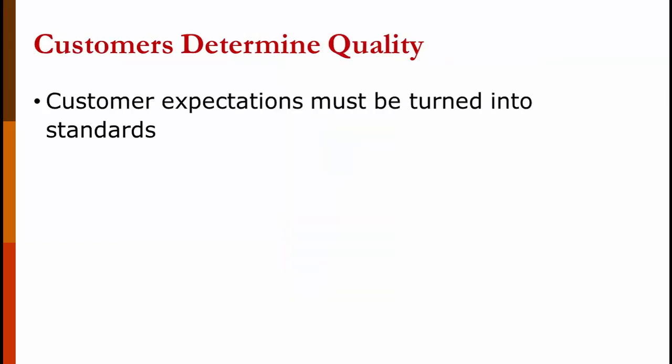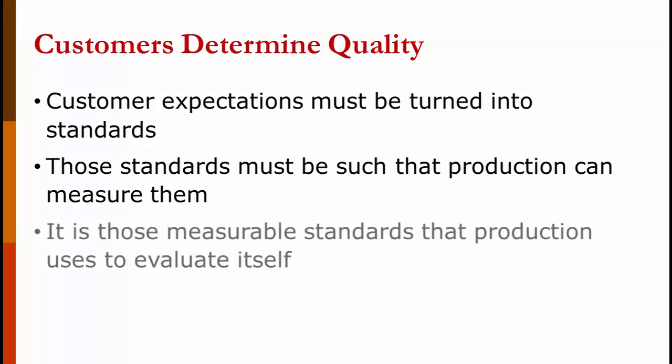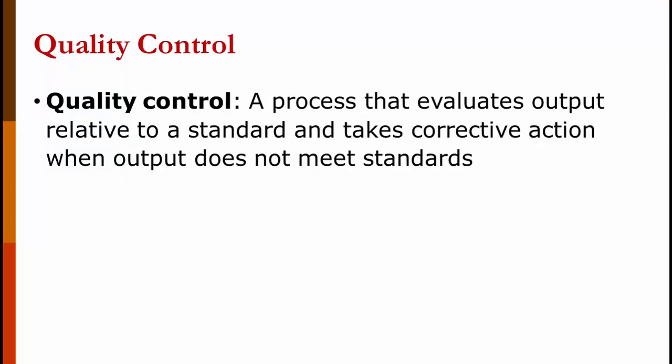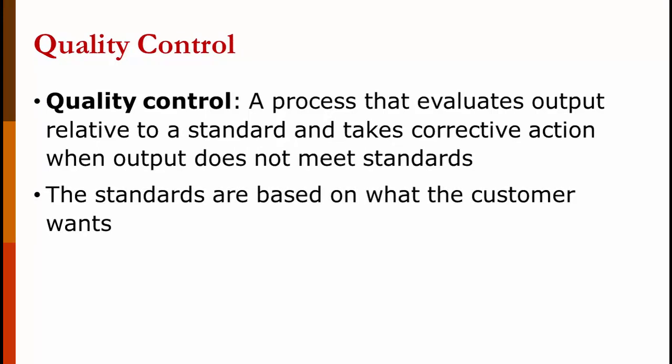Having said that, your customer expectations must be turned into standards. And you want the more important expectations, not the minor ones. Those standards must be something that production can measure. It couldn't be taste, because that's hard to measure on a production line. We then use those standards to measure whether or not we're producing what the customer wants to the best of our ability. Quality control is a process that evaluates our output relative to a standard, what the customer wants, and takes corrective action when output does not meet standards. And those standards are always based on what the customer wants, or at least they should be.